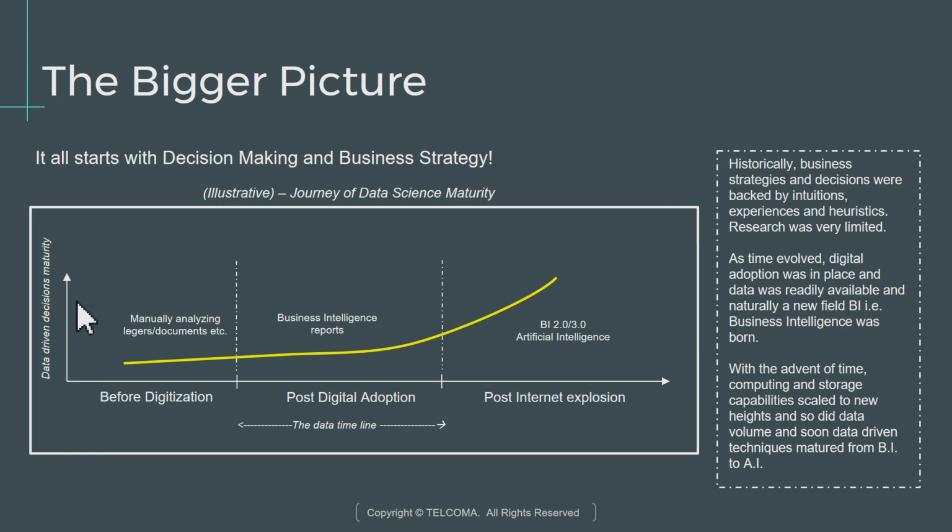The y-axis over here is an indicator of data-driven decision maturity. What is the maturity of data-driven decisions? And the x-axis is a timeline till the present day. So before digitization can be termed as, let's say, 1900 to 1960 or 1970. 1970 was the time when digital adoption slowly came into existence. And then till around 95 to 98 or probably early 2000, that was the time when most of the enterprises embraced digital adoption. Post that, till the present day, like the last 15-20 years, is a time when we have a data explosion. Vast volumes of data have been collected, computing power is more cost effective, and so on.